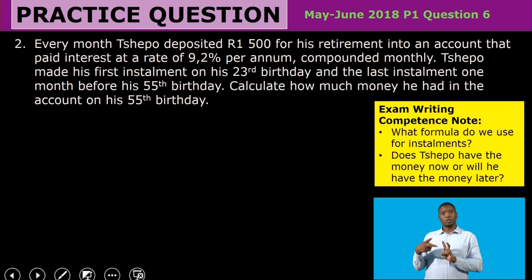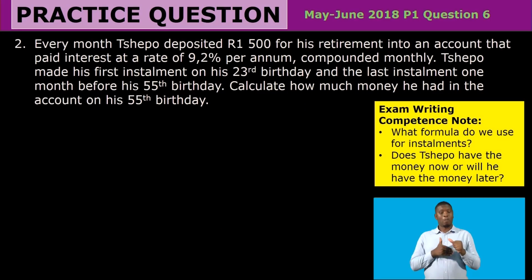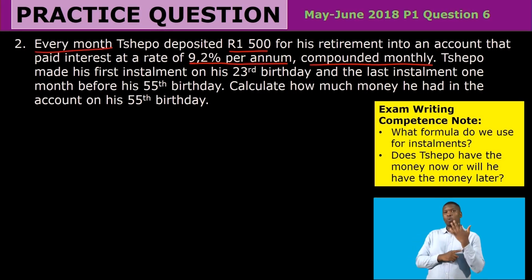Let's go over to that second question. It says there, every month Tshepo deposited 1,500 rands for his retirement into an account that paid interest at a rate of 9.2% per annum compounded monthly. Tshepo made his first installment on his 23rd birthday and the last installment 1 month before his 55th birthday. Now calculate how much money he had in the account on his 55th birthday.